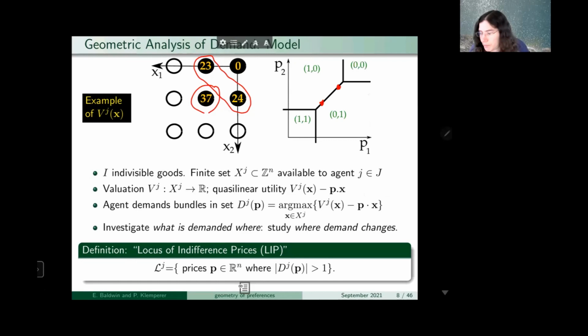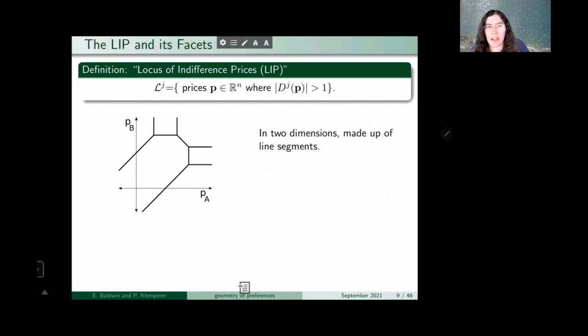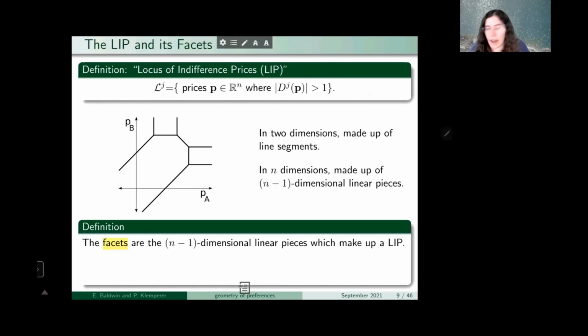So let's go on and understand that more deeply. Looking more closely at this locus of indifference prices, which is the set of prices at which the demand set contains more than one bundle, we see that in two dimensions, it's made up of lines. And in general, in n dimensions, it will be made up of n minus one dimensional linear pieces. And these we call the facets. This is a really fundamental term for the rest of the talk. If you look at one of my pictures, it's made of lines. The facets are the lines.